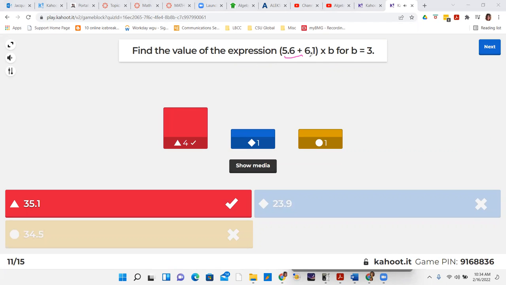Good. So inside the parentheses first, you get 11.7. And then you're going to multiply that times 3. So 3 times 11 is 33. And then 3 times 0.7 is 2.1. So that's 35.1. It's easier to do it that way: 3 times the 11 and then 3 times the 0.7.